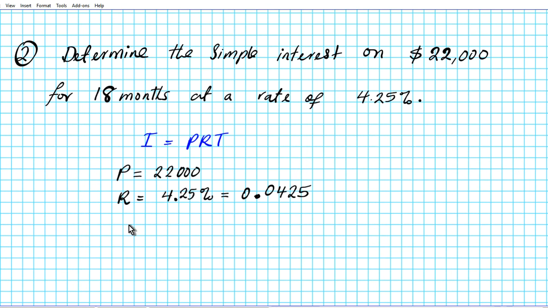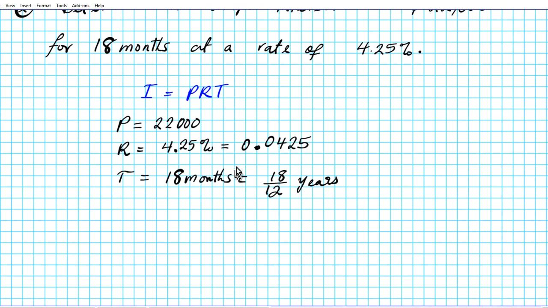Okay? The time frame is 18 months. Remember that t in this formula is in years. Okay? So 18 months is simply 18 over 12 years. If you're given the time frame in months, you just divide it by 12, since there are 12 months in a year. Okay? Alright, now let's go ahead and plug it into the formula.